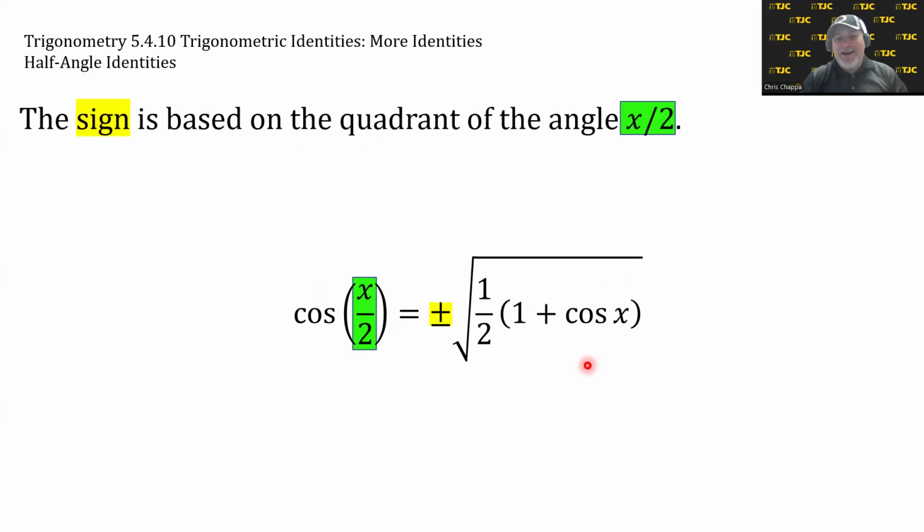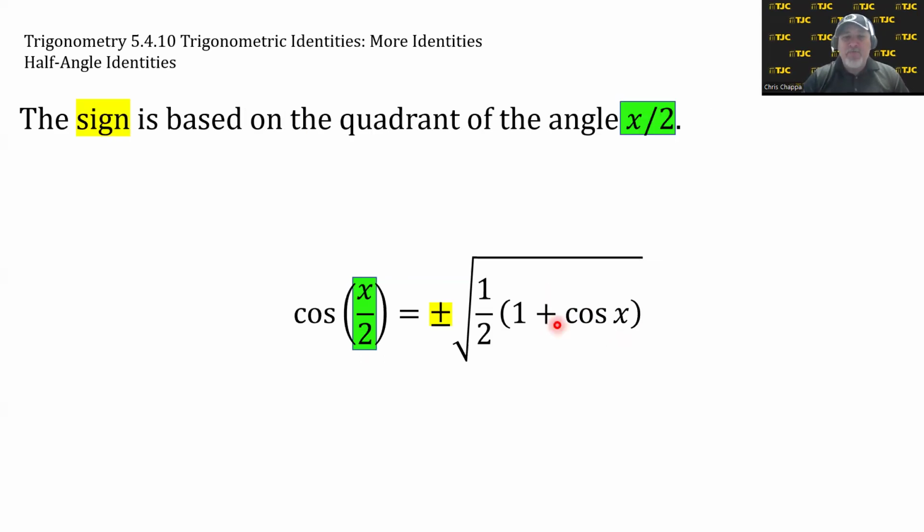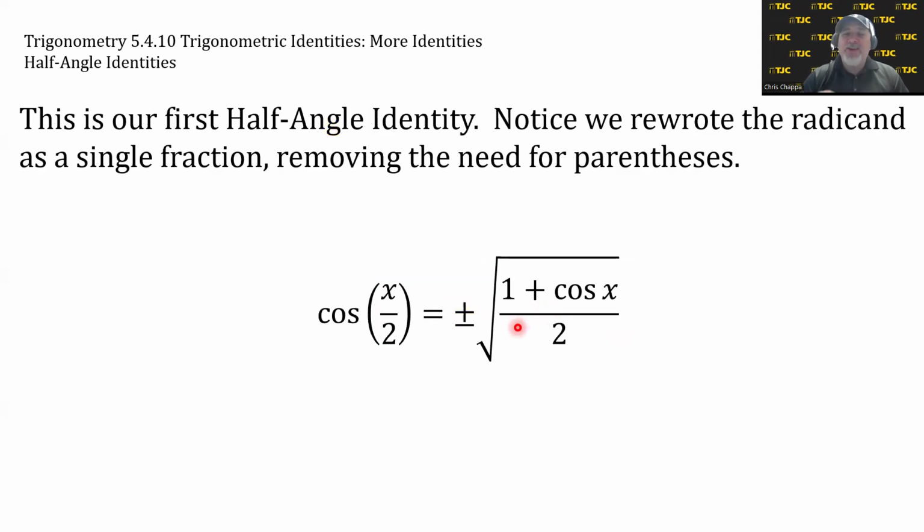Now, as far as the sign, the plus or minus, that's based on the quadrant of the angle x over 2. So whatever angle is here, if cosine is positive, we choose the plus. If cosine is negative, we choose the minus. And again, cleaning up the radicand, we could put the 1 plus cosine x over the 2. And this is our first half-angle identity. Again, notice we rewrote the radicand as a single fraction, removing the need for parentheses. Parentheses here. No parentheses. It's a little bit cleaner in my opinion.